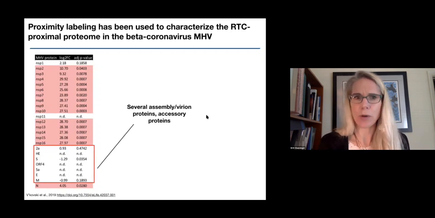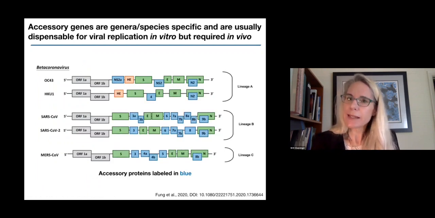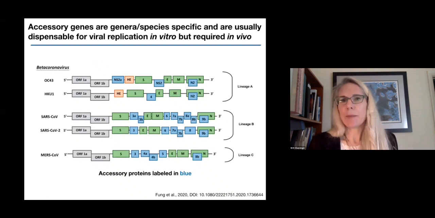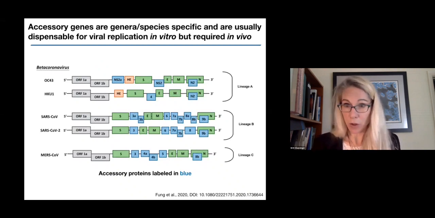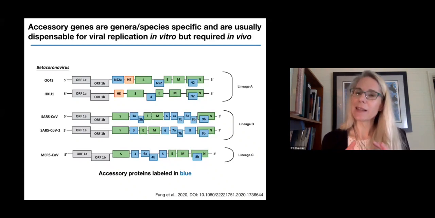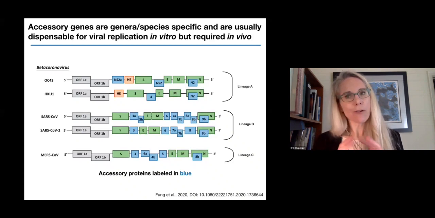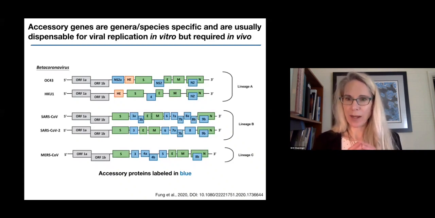And so what are accessory proteins? These are proteins in viruses that tend to be specific to a particular viral species or genera. And they're usually dispensable for viral replication in tissue culture, in vitro, but are required in an organismal infection setting, in an animal or in a person. What they're doing is basically fine-tuning or counteracting key host responses that are present in an organism that would normally constrain viral replication.